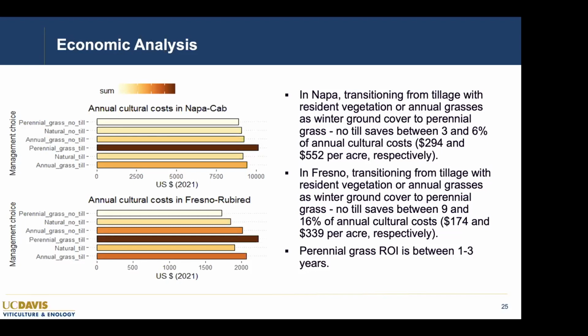So in Napa, we found that transitioning from tillage with resident vegetation or an annual grass to a perennial grass under no-till could save between 3 to 6% of annual cultural costs, which works out to about $300 to $550 per acre, respectively. And then in Fresno, that transition would save between 9 to 16% of annual cultural costs, so about $175 to $350. And we calculated that the return on investment implementation of this particular cover crop would be about 1 to 3 years.